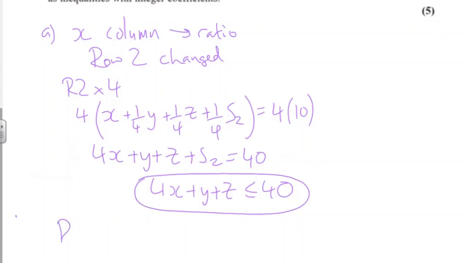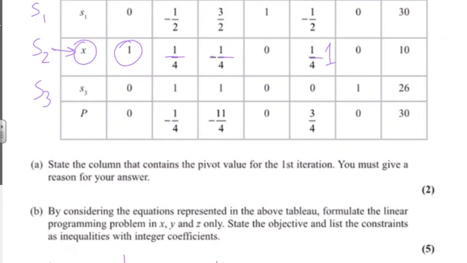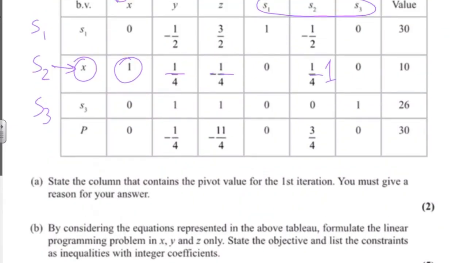So now let's look at row 1. Oh, right. So row 1 has got an S2 value in. Now row 1 shouldn't have an S2 value in. So I need to get rid of that minus a half S2. But look, this was a quarter. So I would have done a multiple of this to get rid of that.